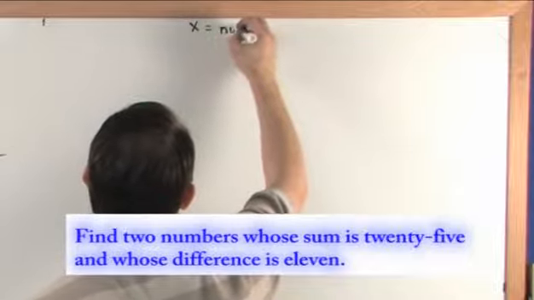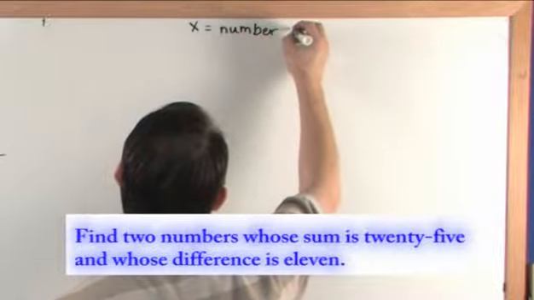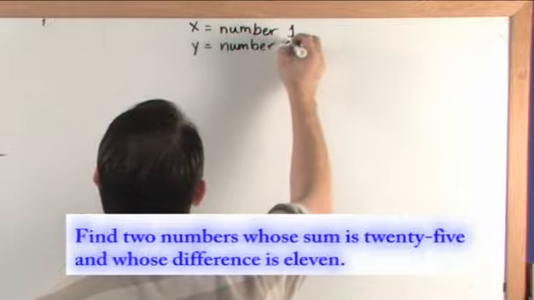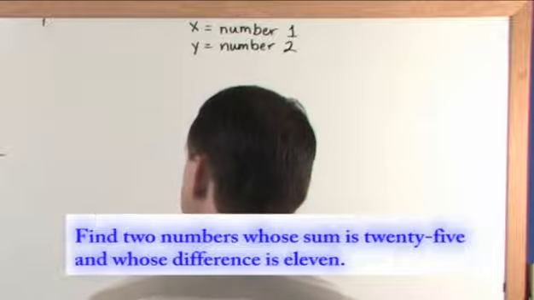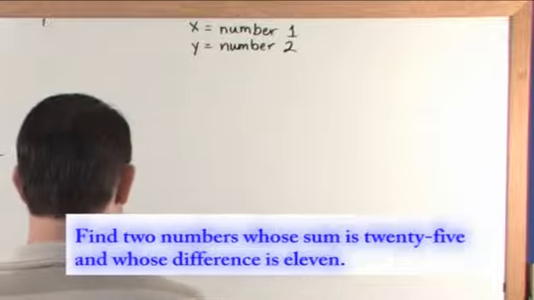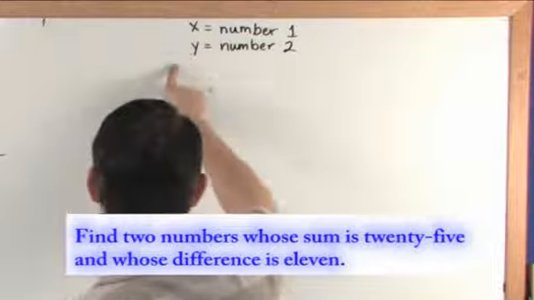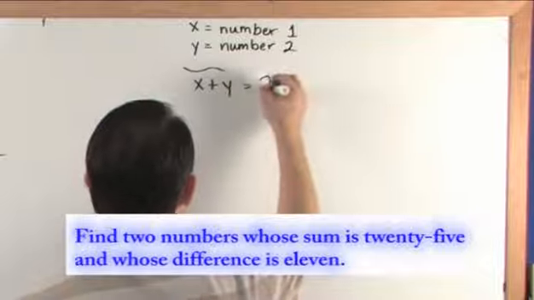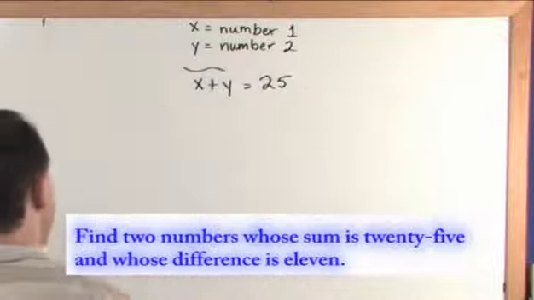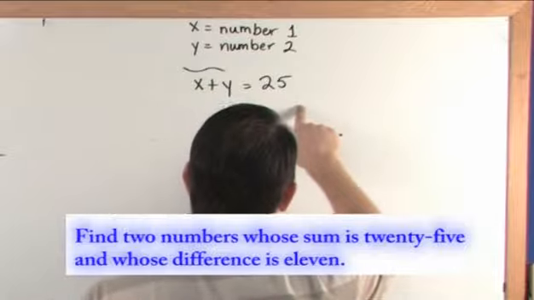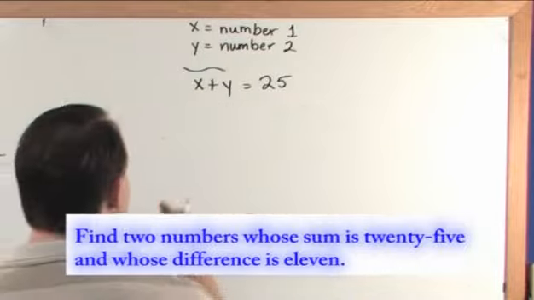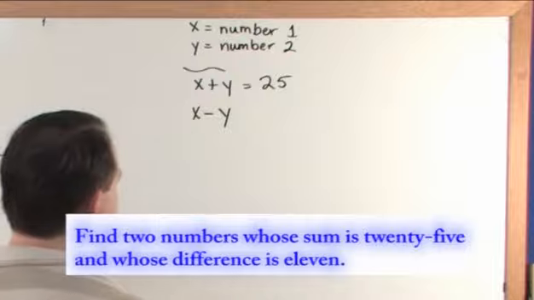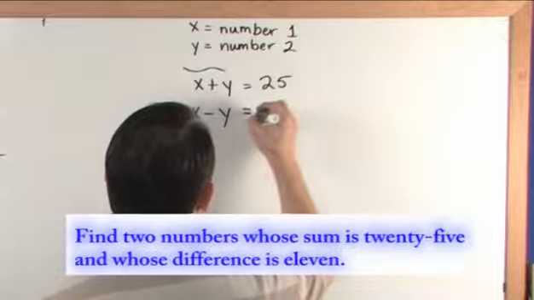X is number 1, and y is number 2. Okay, and we're going to solve for these two numbers. First thing we're going to do is say x plus y is equal to 25. So it says the sum of these two numbers must be equal to 25. So that is one statement, so you write that down. Okay? And the difference of these two numbers, difference means subtraction. The difference between two things means you subtract them. X minus y is 11.